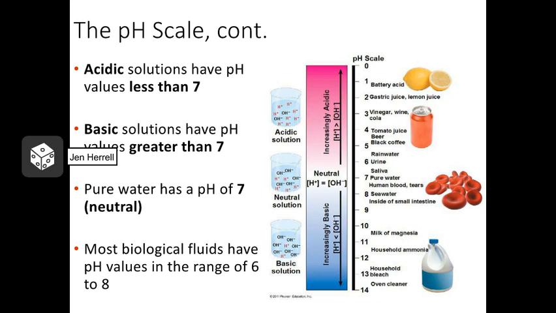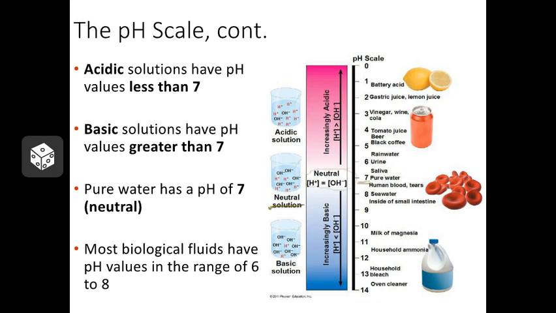How do we read the pH scale? Well, let's start right here in the middle. Chemicals that are neutral have a pH of 7, and water is a great example of that. Now remember that water has an equal concentration of hydrogen and hydroxide ions. That's what makes it neutral.